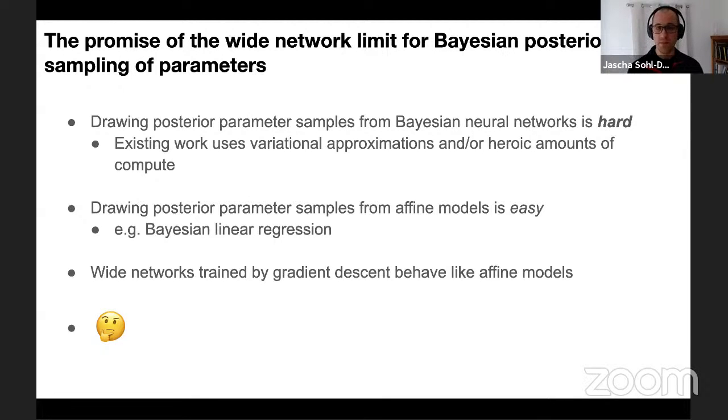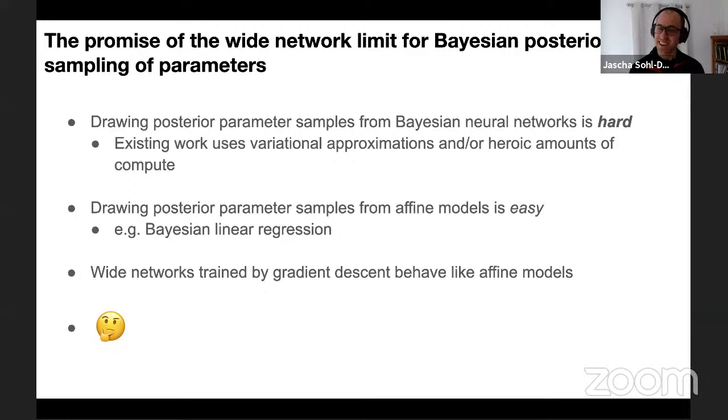Most work building Bayesian posterior approximations for deep networks uses some type of variational approximation. The second observation is that if instead of a super complicated deep neural network, we had a linear or affine model, then generating posterior samples would be extremely easy. In fact, we could do it in closed form. This would just be Bayesian linear regression.